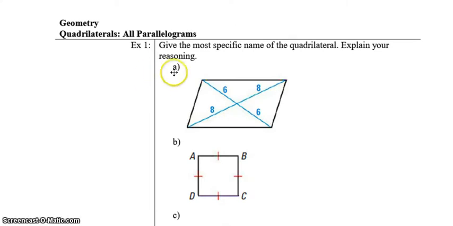So here, in A, what do we have in front of us? Well, we definitely have a quadrilateral. And what part of the quadrilateral do we know? Well, we know something about the diagonals. What about the diagonals? Well, they bisect each other. If that happens, we know it's a parallelogram. Okay.